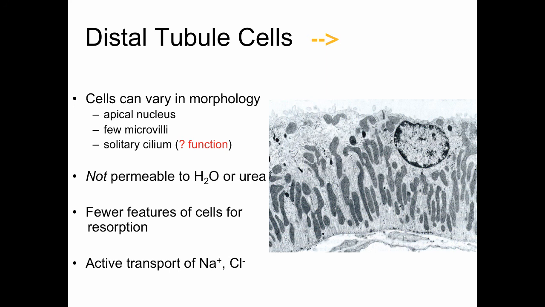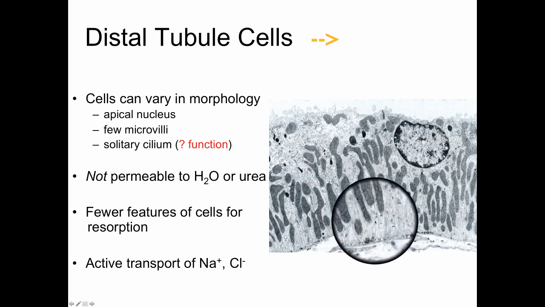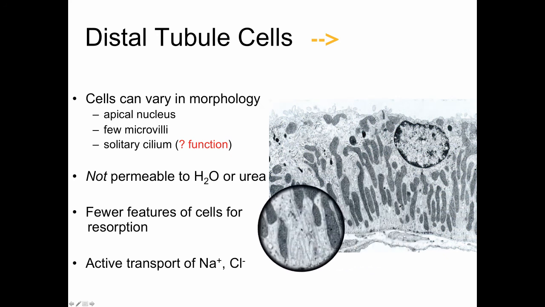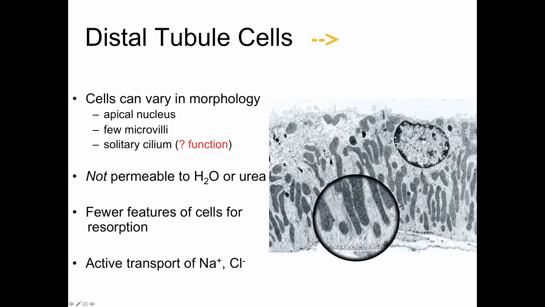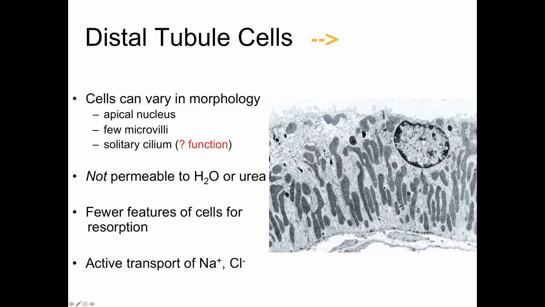They have fewer features of cells specialized for reabsorption, but they are involved in active transport of sodium and chloride, so you can see extensive basal infoldings of the plasma membrane with a lot of mitochondria interdigitated into those infoldings. So the cells are specialized for active transport.